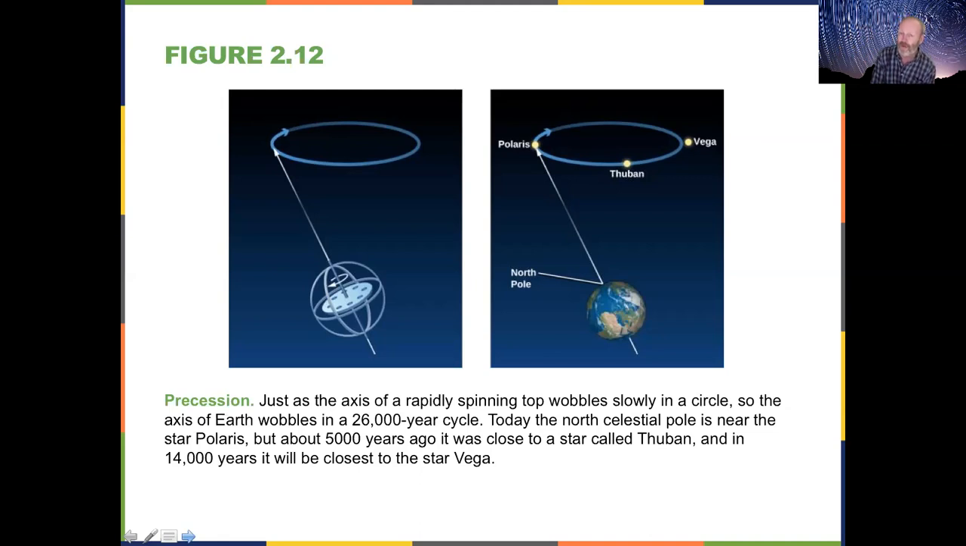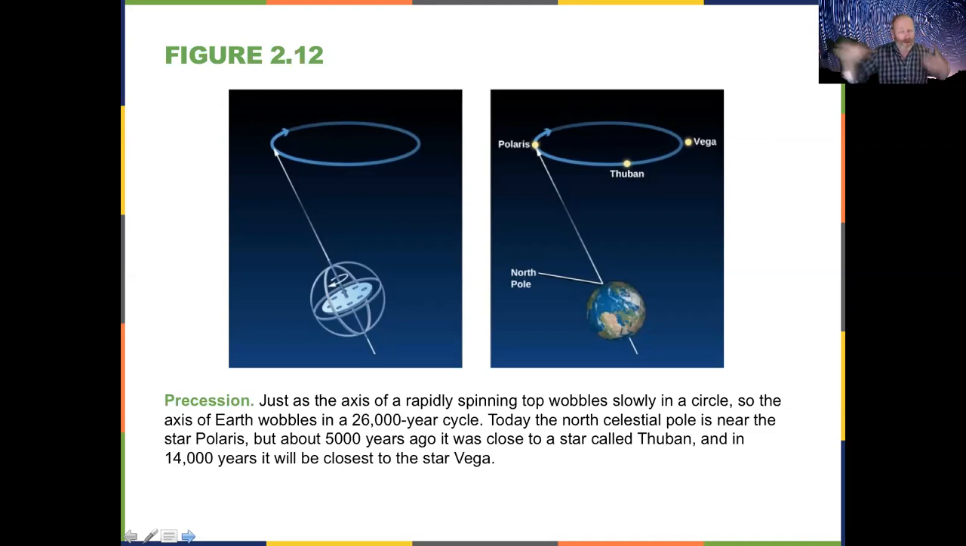And this will continue again and again for many, many cycles. And if we go back far enough in the past, maybe 500,000 years, there were a couple of other stars in this wobbly area that were twin pole stars. And we had Aldebaran and Capella very close to each other in the sky.